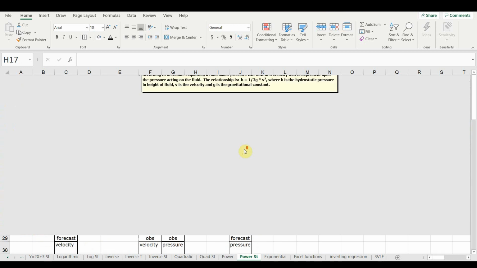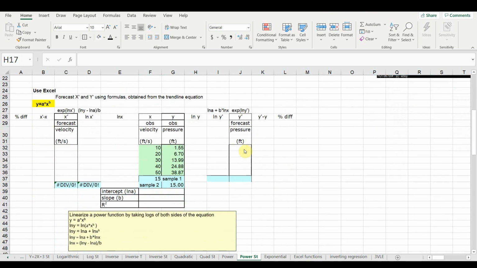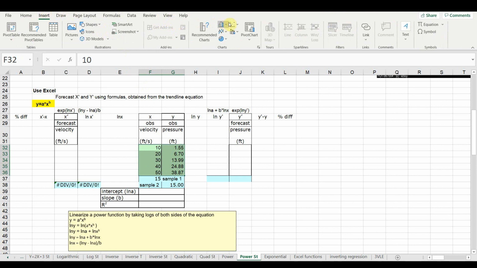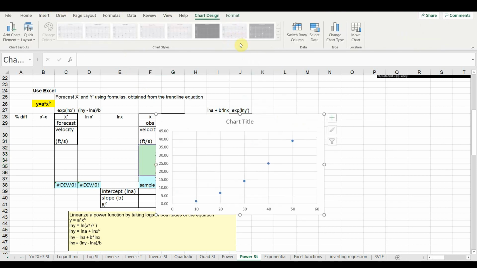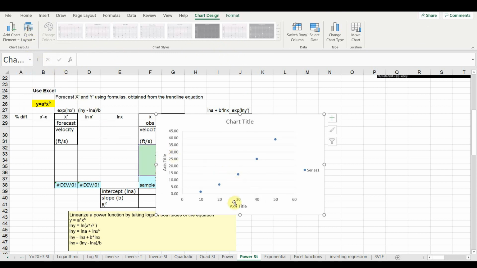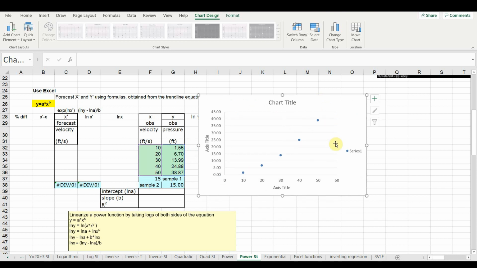So how are we going to handle this in Excel? Let's start by plotting a graph. Let's plot x and y for the knowns. Insert a scatter plot, lines only. We'll choose quick layout number 1. Axis titles. Velocity in feet per second on the x-axis. On the y-axis I've plotted pressure in feet of water.